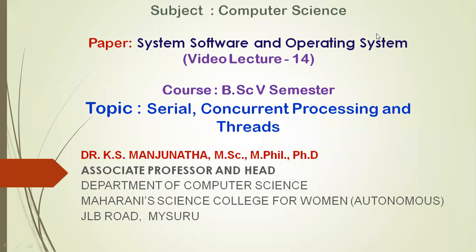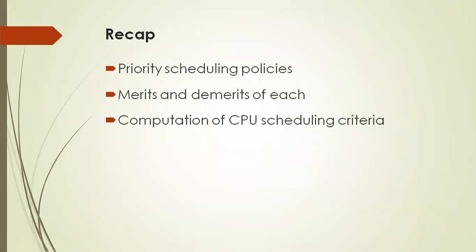Good morning, students. In today's class, we'll discuss serial processing, concurrent processing, and the concept of threads and multi-threading. In our last sessions, we discussed various CPU scheduling policies such as first come first serve, shortest job first, round robin, priority scheduling, multi-level scheduling, multi-level feedback scheduling, multi-processor scheduling, etc.